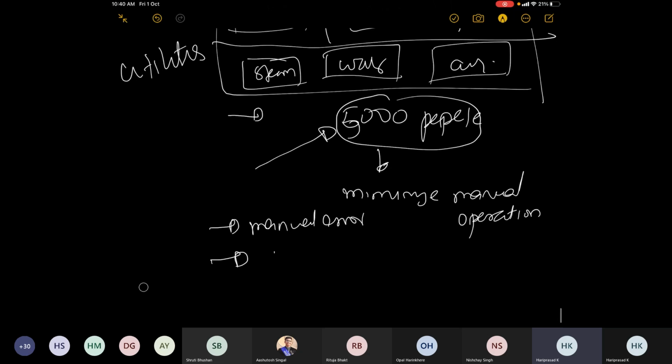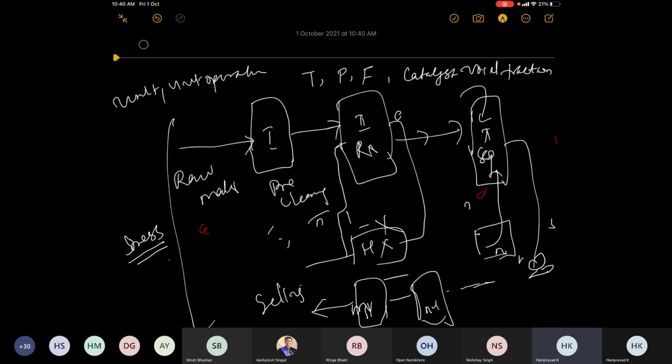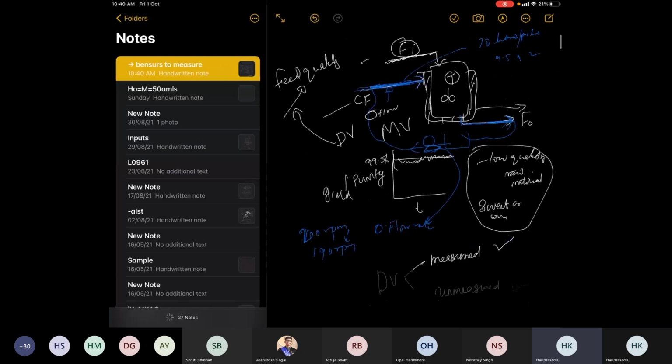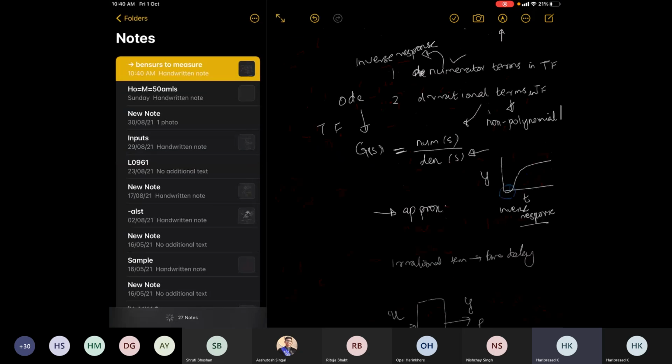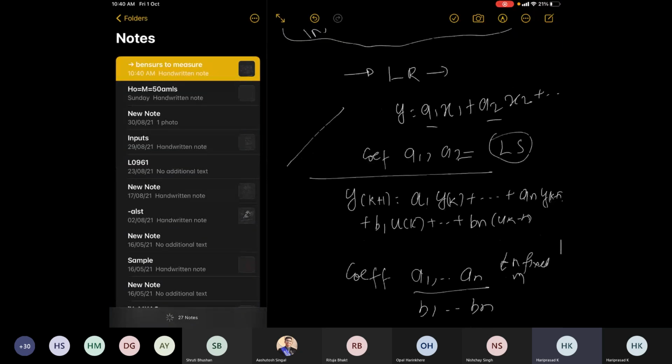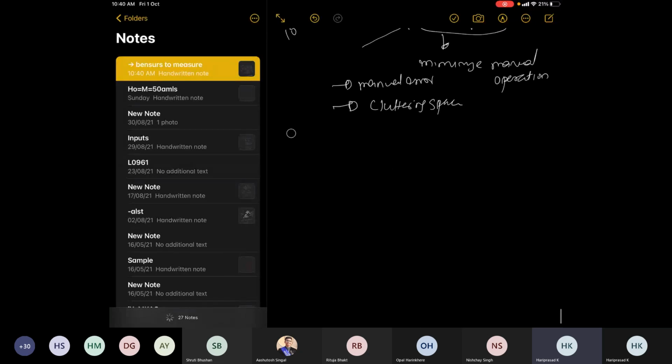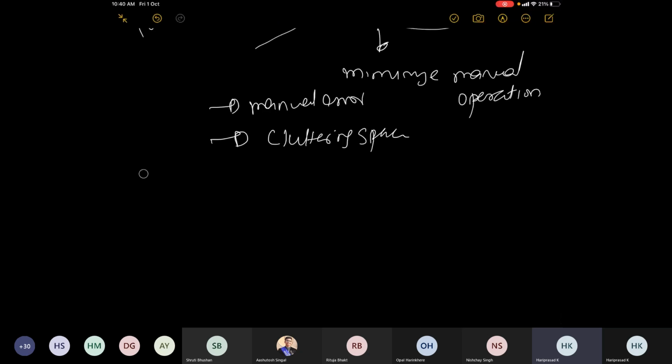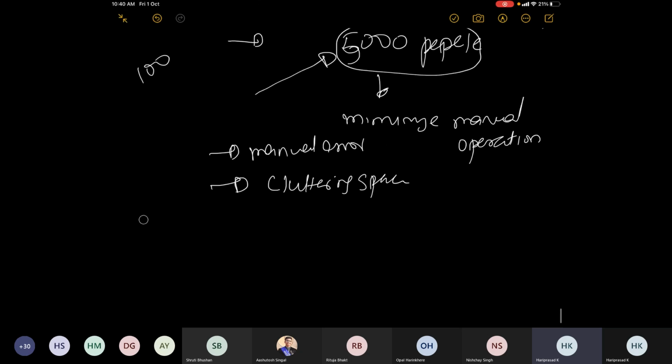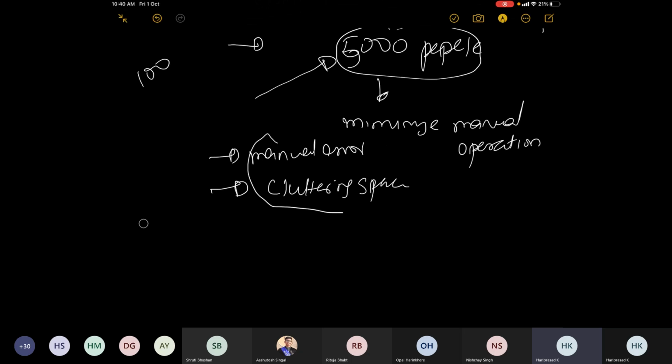And the second is you are cluttering the space. For instance, if a blast happens and there are 5,000 people there, everybody would be affected badly. But let's say there are only 100 people in that area. You still will be able to save them. You may not be able to save all the 1,000, or 2,000, or 5,000 people, but if it is 100 or 200, they would be preferentially saved. So the basic principle of automation is to minimize manual operation.